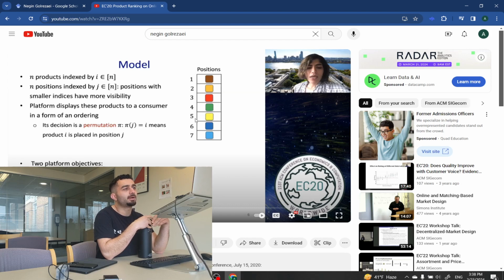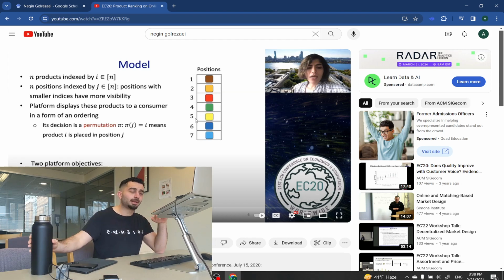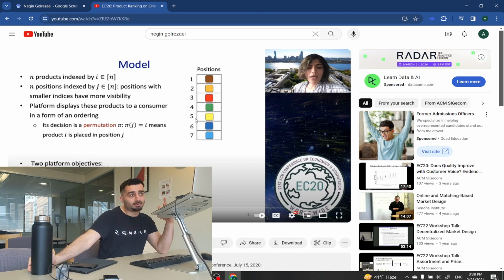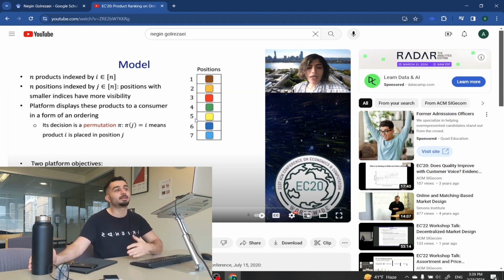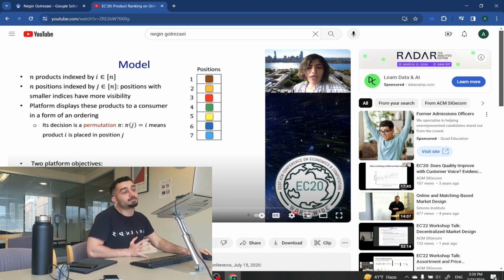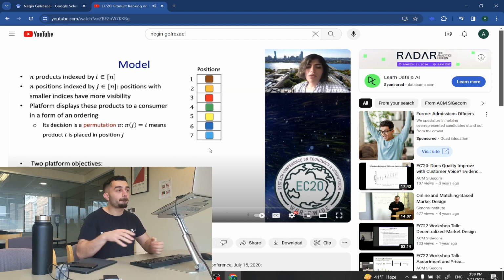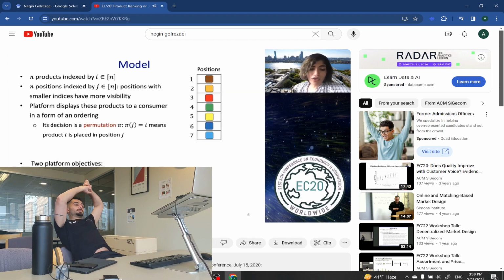Wait a second. What does she mean by two platform objectives? We have N products or N firms, and the platform displays these products. So there is one platform, and the platform can have two objectives: either we are interested in maximizing the market share, or we are interested in maximizing consumers' welfare. And she then tries to solve both of them. A platform cannot have two objectives at the same time, so it means that she wants to solve these two problems. Focusing on these two objectives, we believe that platforms can achieve their long-term business goal.